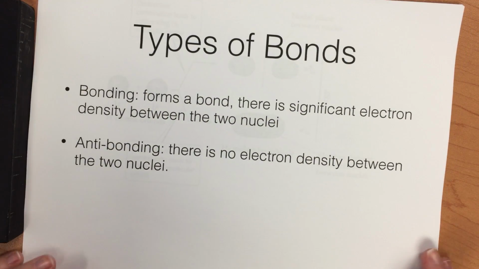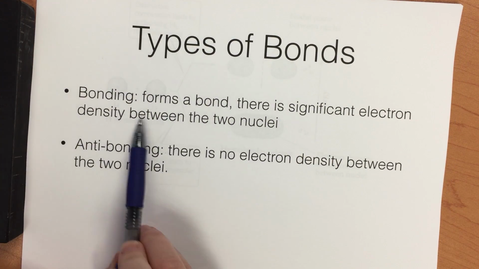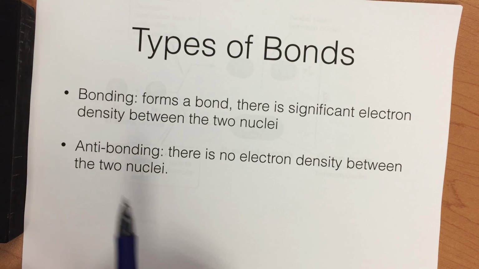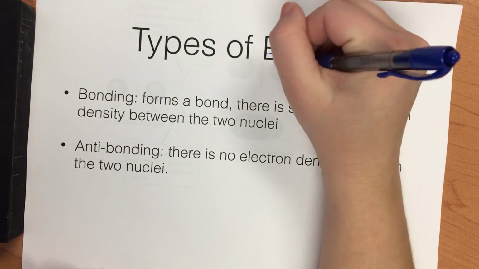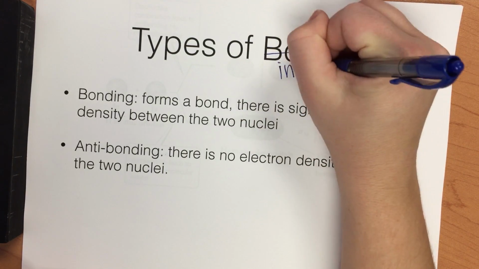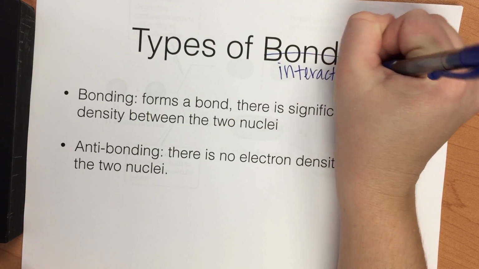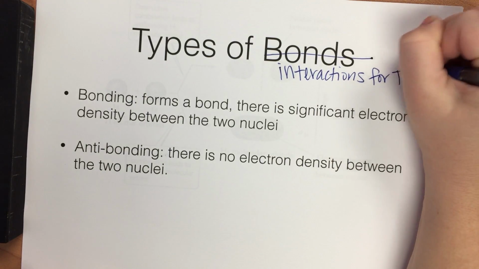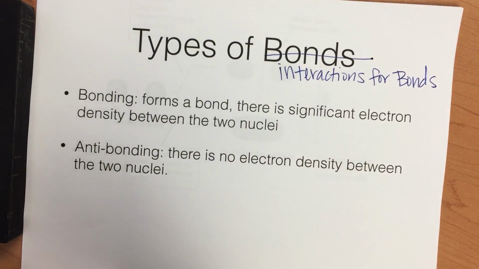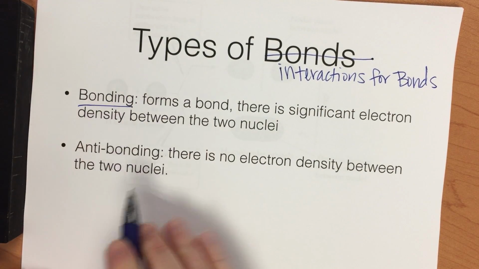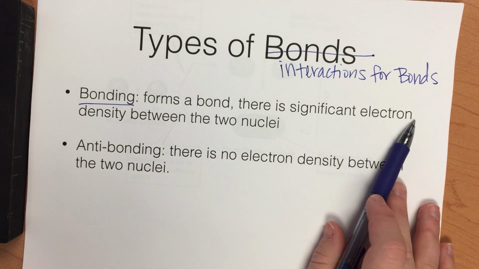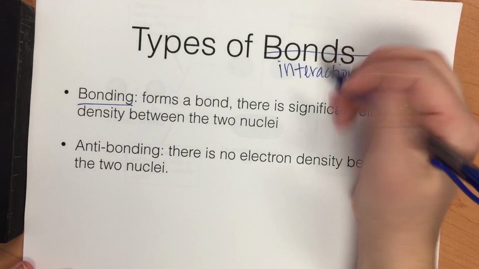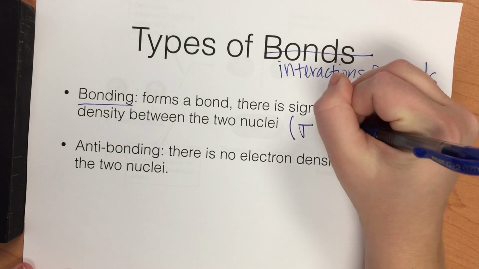Okay, so we have two types of bonds. These are different than the sigma and pi bonds, okay? So in a bonding interaction, so maybe a better word to use here would be types of interactions for bonds, okay? So we have a bonding. This forms a bond, and there is significant electron density between the two nuclei. This is going to be a lot like a sigma bond, okay?